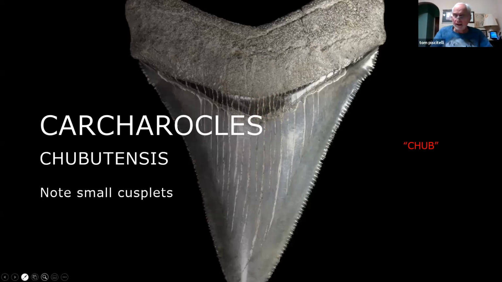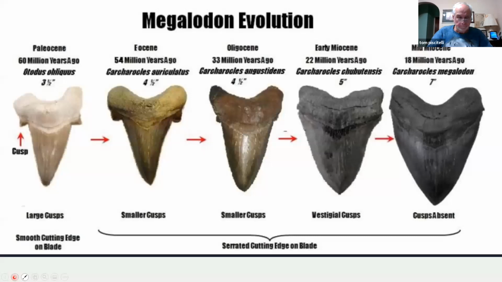Okay, let's go to the next one. We have already seen these individual teeth. Here they're all grouped together to show the teeth as they evolved over time from the Paleocene to the Miocene to eventually become the Megalodon tooth, which is the largest predatory shark that ever lived.